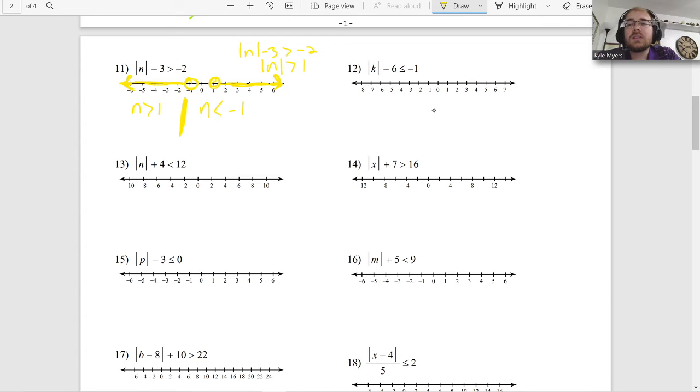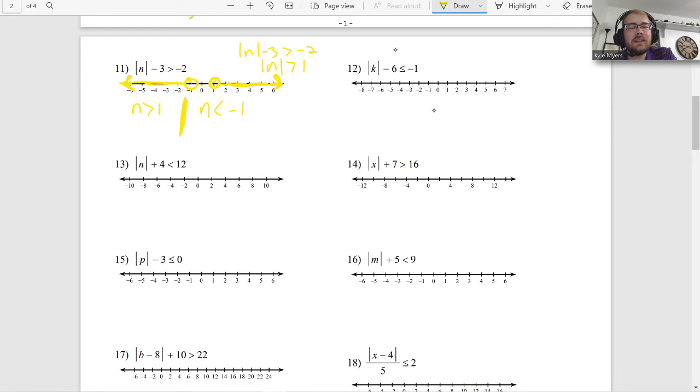Okay. So really, n can be a lot of things. It just can't be like 0, because the absolute value of 0 would be 0, minus 3 is -3, which is not greater than -2. So there we go. So we solve it a little first.